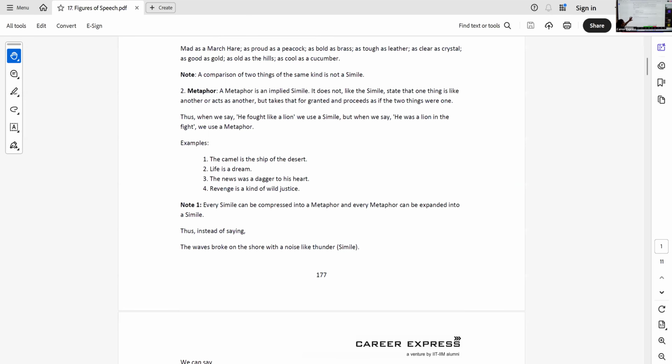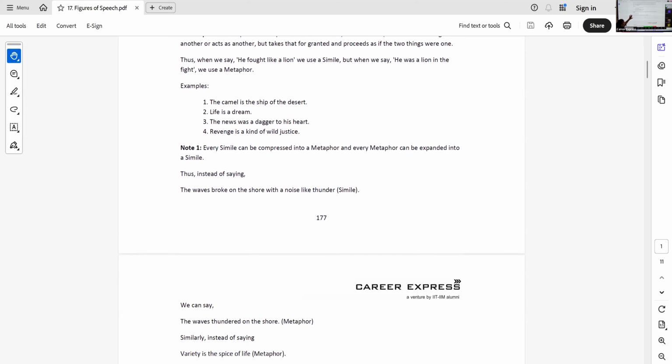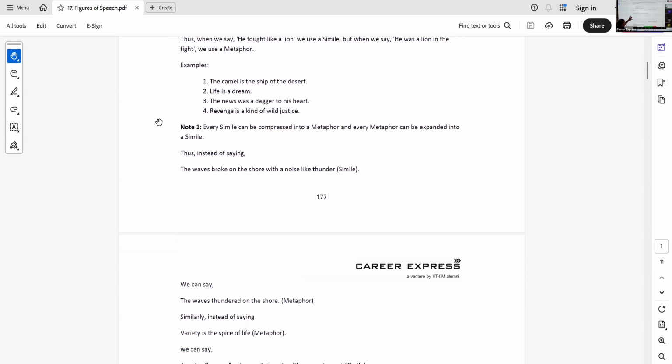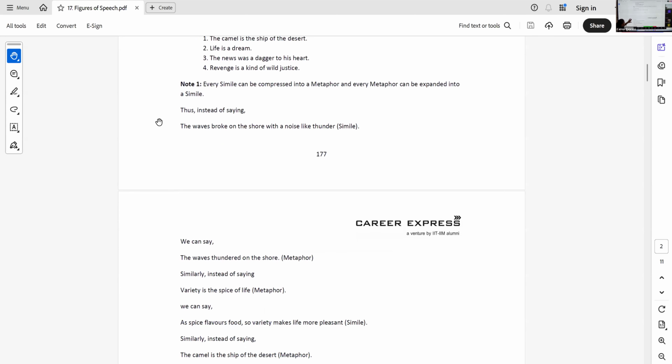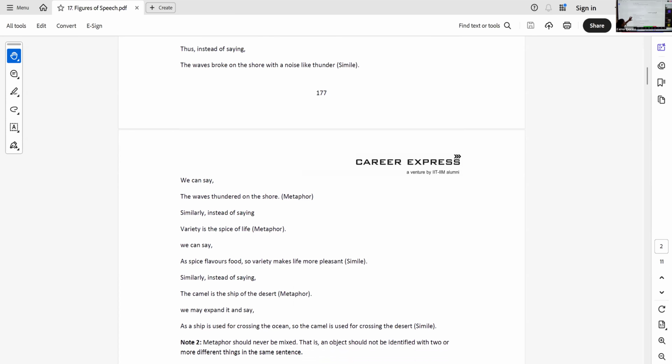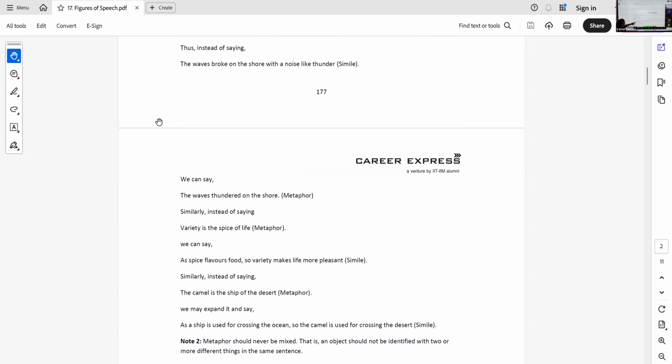Every simile can be compressed into a metaphor. Every metaphor can be expanded into a simile. I've explained this. Quickly read this example, it'll get clearer. Variety is the spice of life is a metaphor. Instead of that, we say, as spice flavors food, variety makes life more pleasant. But this decoding you have to do in the metaphor.